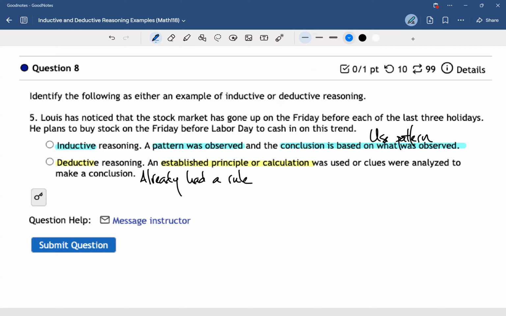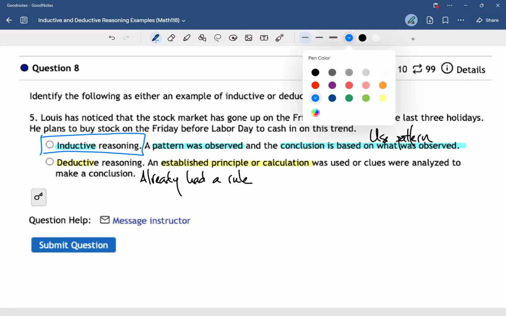It says, Lewis has noticed that the stock market has gone up the Friday before each of the last 3 holidays. He plans to buy stock on the Friday before Labor Day to cash in on this trend. So, what I hear in this question is that Lewis has noticed a pattern. And based on this pattern, he's going to do something like buy the stock. Since he's using a pattern that he saw, this one is an example of inductive reasoning.